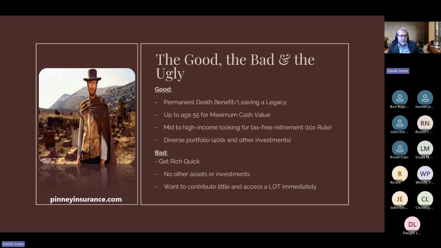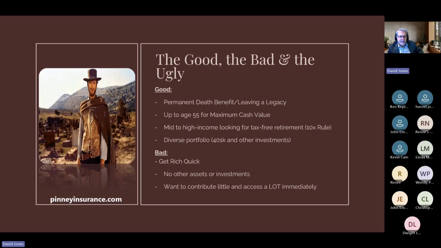And mid to high income clients looking for tax-free retirement. And I put in here this 10 times rule. The 10 times rule is pretty simple. It's based on their age. If they can safely and comfortably put aside 10 times their age per month, say if they're 40, okay, $400 a month, this will probably work very well for them. Diverse portfolios, people, like I said, with 401k and other investments, it's a good thing for them. It's just another facet of their retirement plan.